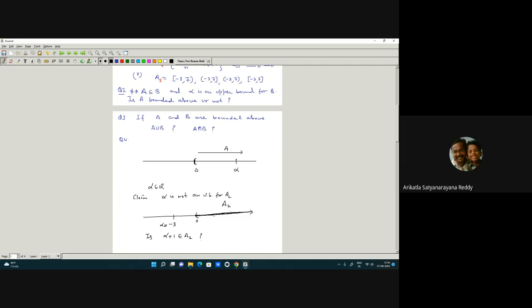Okay. Now, can somebody tell me if 0 is an upper bound for A2? Is 0 an upper bound for A2? No, sir. No. Why is 0 not an upper bound?